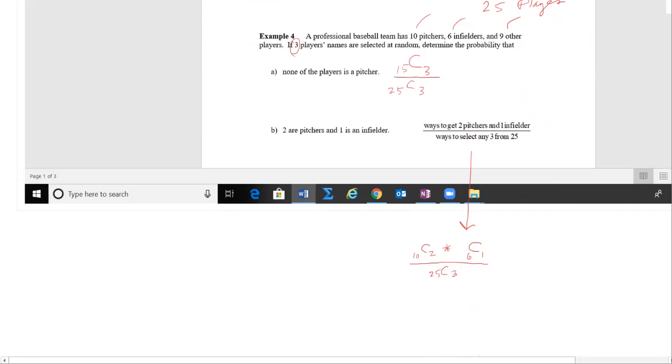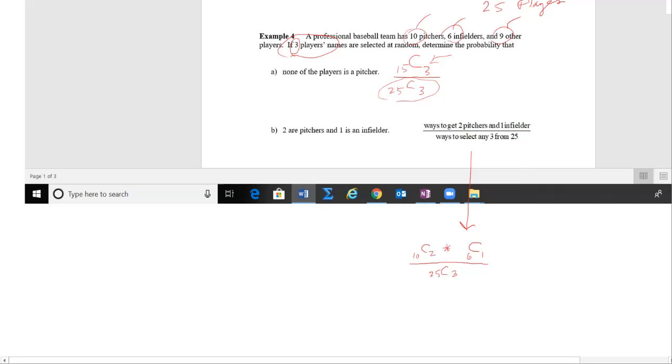Okay, next one. You're going to pick 3 players at random. Maybe these will be the all-star players. Who knows, right? 3 players at random. And these are what you have to choose from. What is the probability that none of the players is a pitcher? Well, none is a pitcher, meaning that you have 15 other players other than the 6 pitchers and 9 others. So if you're going to pick 3 out of those 15, this is the number of ways you can do it. And then down here is the number of ways. You have 25 players, but you can pick 3 at a time. So this will be our answer here.